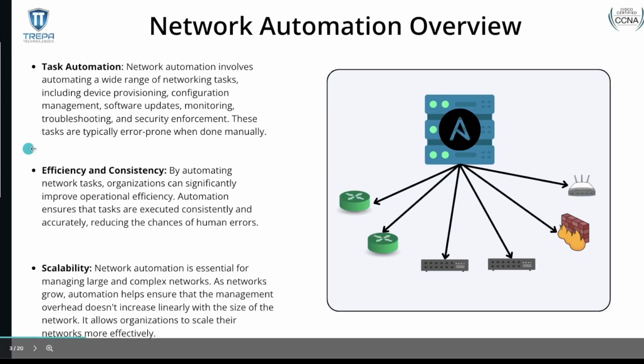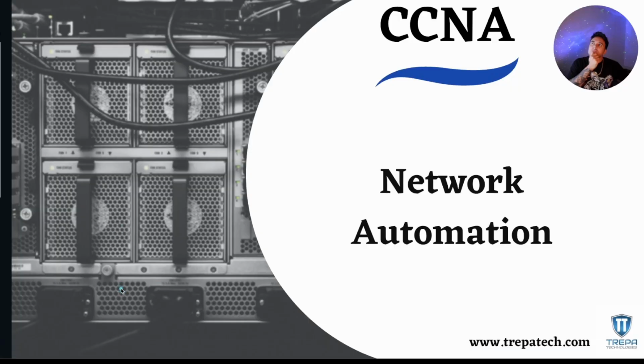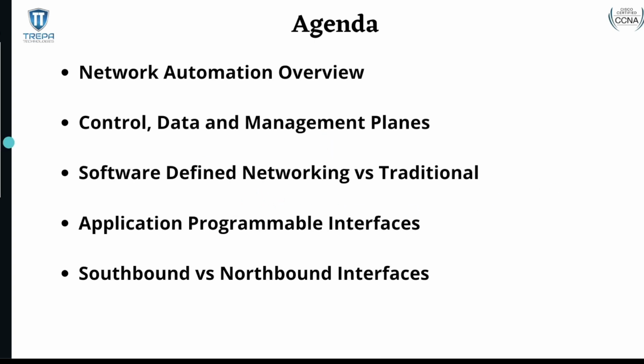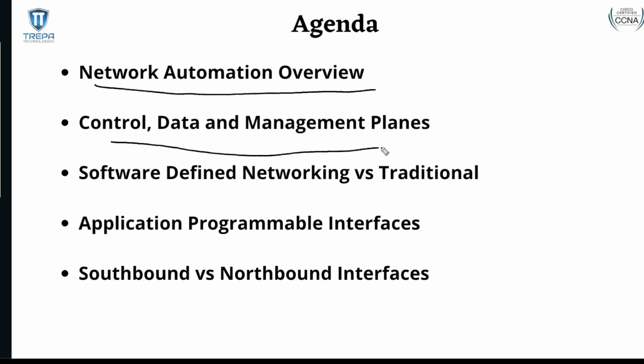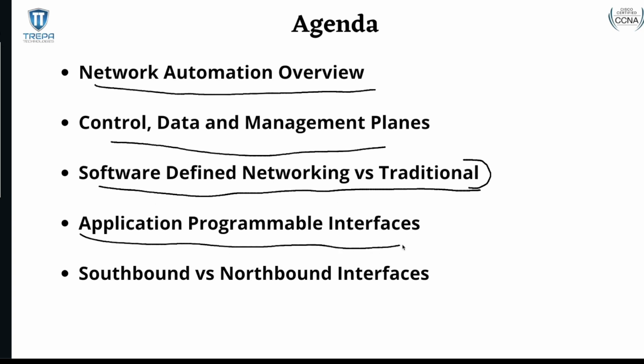Let me hide my face here and jump into the lecture. As you can see, network automation is the title of this slide. On our agenda, as I described, we're going to go over a quick overview of network automation, the planes, and software-defined networking versus traditional. We're going to define traditional networking again, because even though that's what we've been learning this entire time besides our wireless section, we have to put it into a high-level overview of what we mean. We're going to go over APIs and what they are, and then the specific southbound and northbound interfaces when we're talking networking.